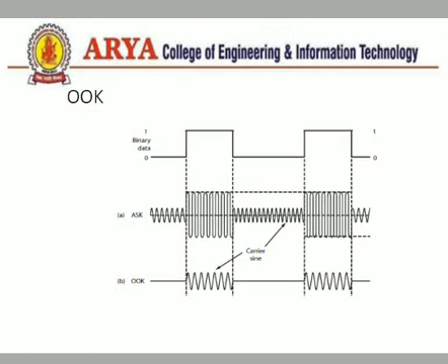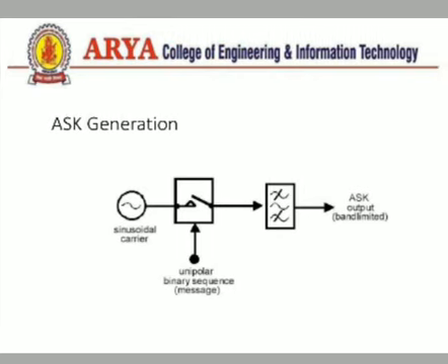The first waveform shows the unipolar bit sequence. The second waveform shows the carrier sinusoidal waveform. And third, the resulting output will be the ASK, on-off shifting waveform. Now, discuss the ASK generation.